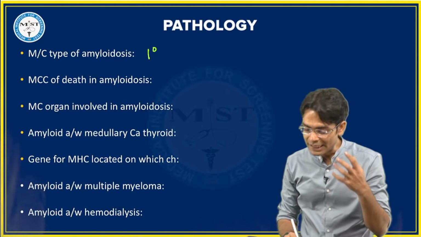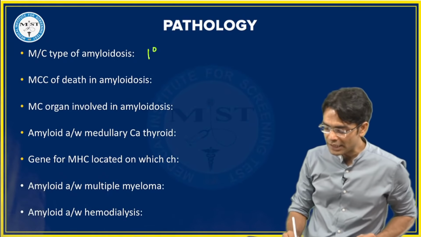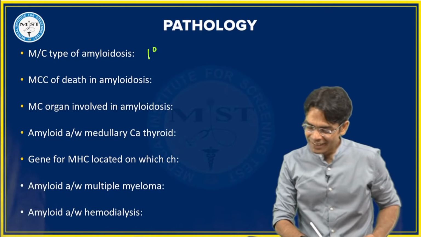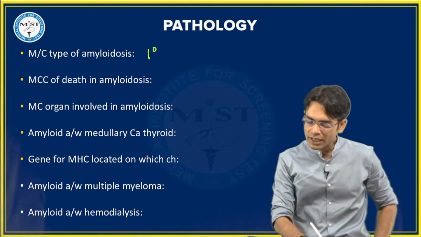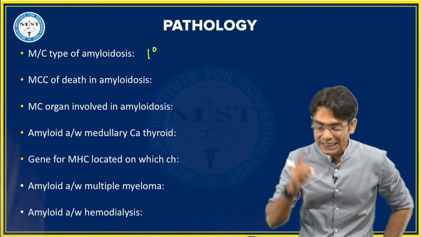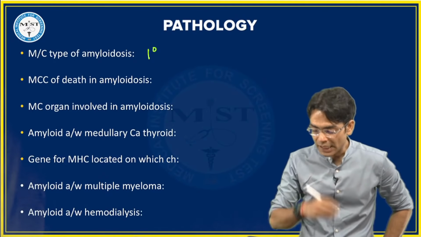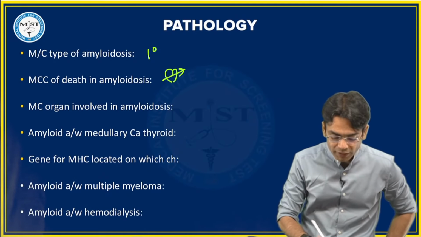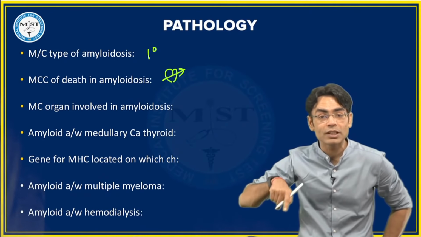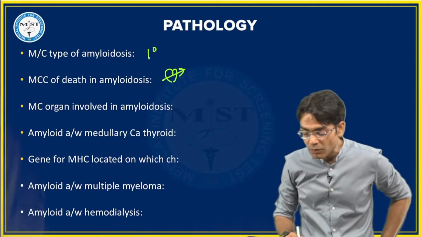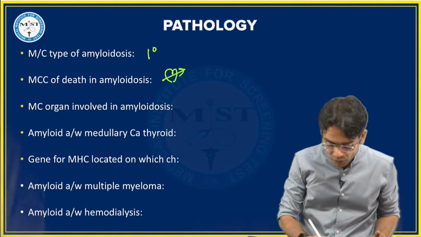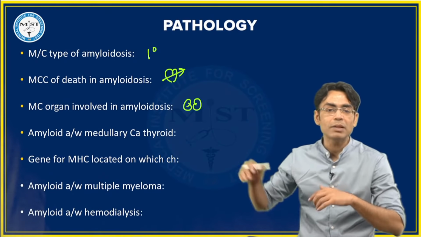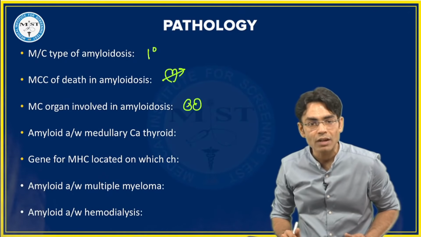Most common cause of death, beta, we are talking about death here. Most common cause of death in amyloidosis. Which organ is involved? We are talking about death here. You are right, for death it is heart failure. And if somebody asks you the most common organ involved, then you are giving me the right answer, it is going to be your kidney. So the organ which is more commonly involved in amyloidosis is kidney, but the most common cause of death in amyloidosis would be your heart failure.